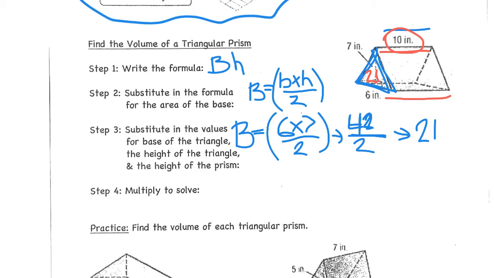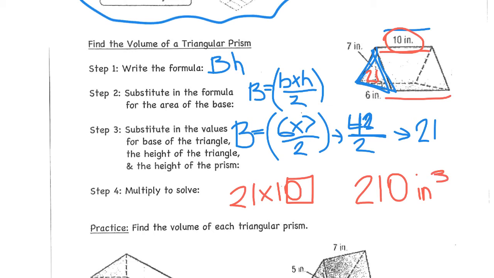So now I'm going to take 21 times 10, which we know if we multiply or divide by 10 or 100, it's just adding or taking away that many zeros. So I'm going to just add a 0 to 21. So I get my volume for this triangular prism is 210 inches, and since it's volume, we have to add our cubed. So step 1 is find our big B, which is base times height divided by 2. That's our triangle. And then we take our triangle and we have to multiply it by the whole height.